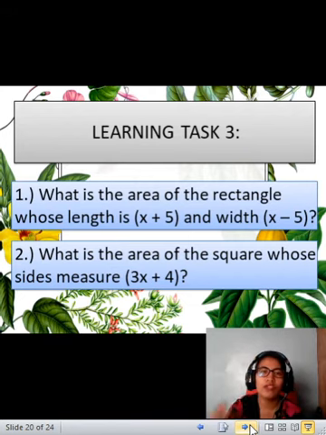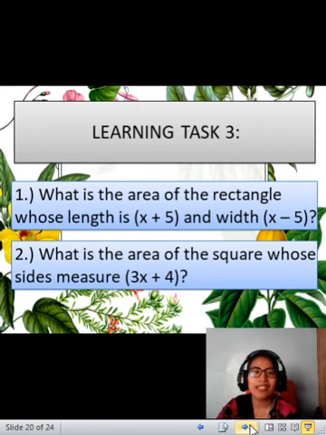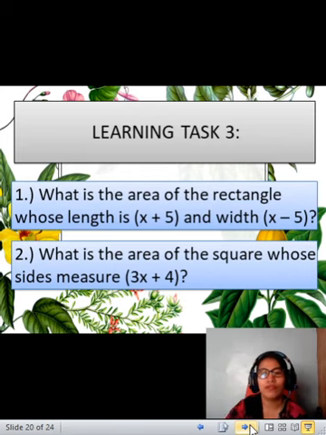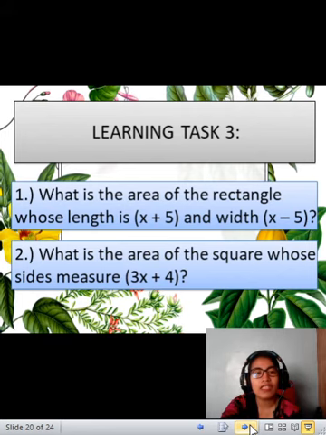So, we have first learning task 3, number 1. What is the area of the rectangle whose length is x plus 5 and width is x minus 5? Our rule is the area of a rectangle. The area of a rectangle is A equals LW. So, we just multiply x plus 5 and x minus 5.